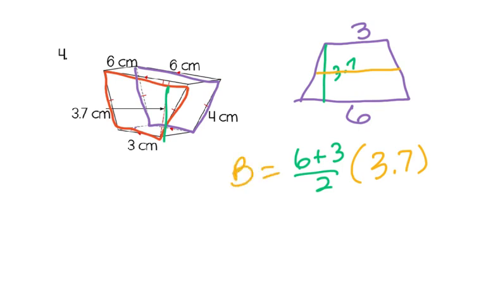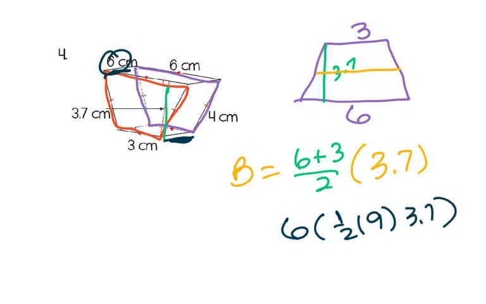And then once I get that, I'm going to look at how high I'm going to stack it. I'm going to stack it this high. Okay, and so what is that? That is 6, so you have to kind of look around maybe for the measurement. So I'm going to say 6 times one half times 9 times 3.7. I'm going to put that all in my calculator, and it comes out to 99.9 centimeters cubed. So go ahead and just make sure that you can get that.